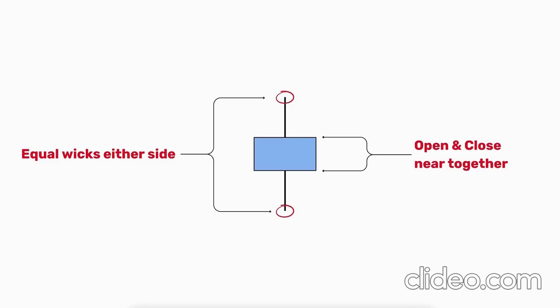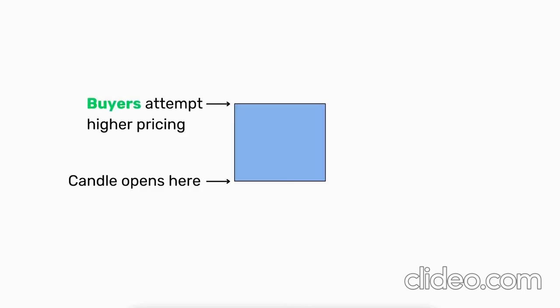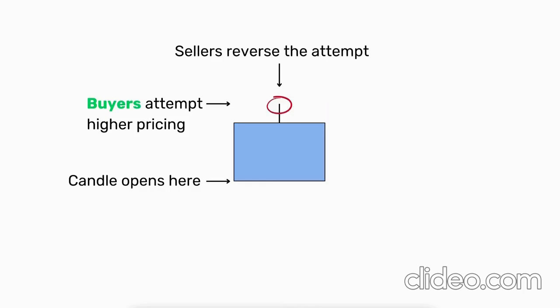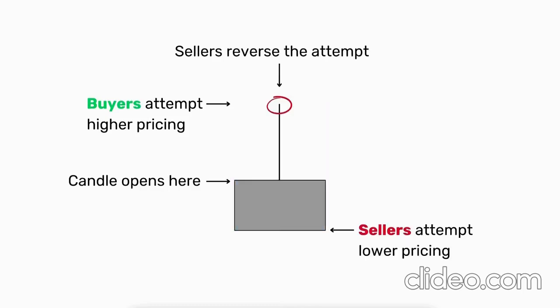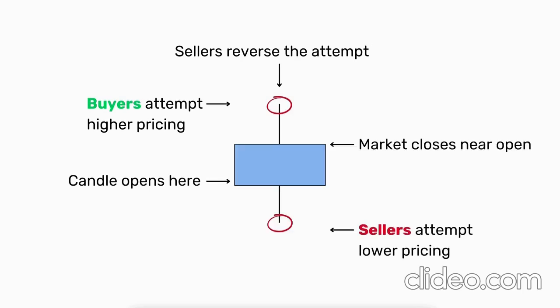We have equal wicks either side, or relatively equal wicks, and an open and close price that are near together. So we haven't made much movement. We've attempted to go higher, attempted to go lower, but ended up closing around where we opened. Now here's a run through of what an indecision candle may form like. The candle opens here. Buyers attempt to push the market higher. Sellers reverse this attempt. Sellers then attempt lower pricing, but eventually the market ends up closing near the open price.